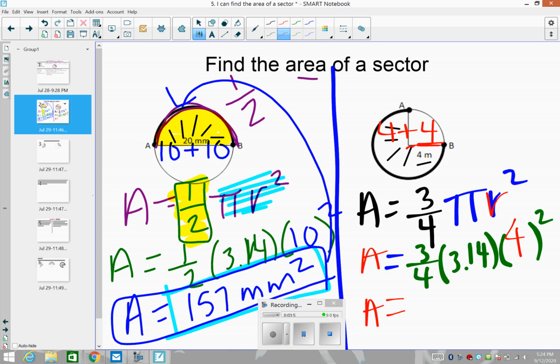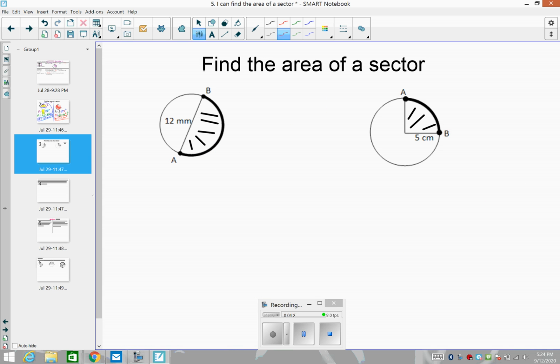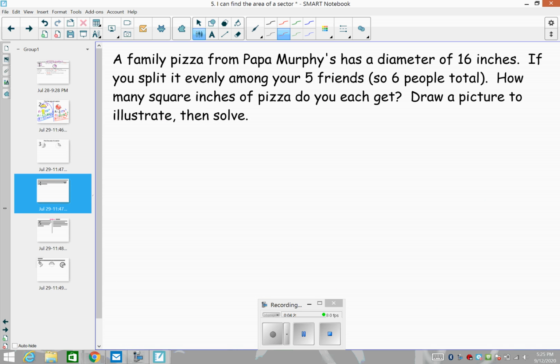Do it. Type it in. Come on. Do it. Gives us 37.68 meters squared is the area for 3/4 of the circle. So that's how we find the area of part of a circle. So if you ate part of a pizza or you ate part of a pizza cake, how much area did you eat? You don't have to eat all of it just to figure out the math. I mean, you can, right? But that is the plan there on how we attack those.